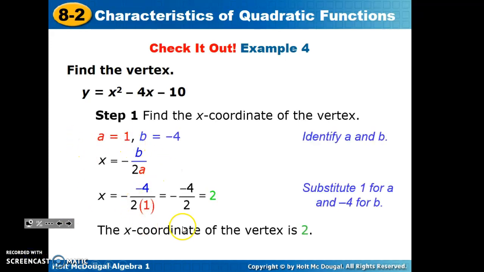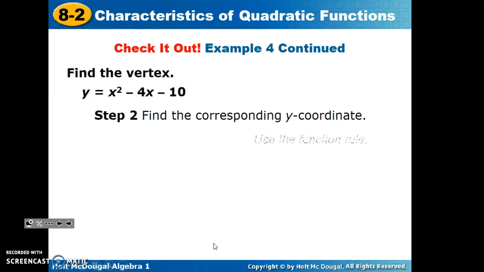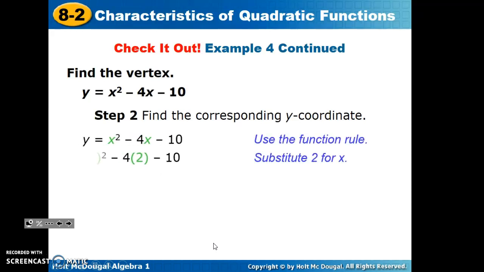These are the steps for the first part. We found the x-coordinate of the vertex to be 2. Please pause and go over this, and then come right back to look at this. We're substituting the value 2 into our function, giving us a vertex which sits at 2, negative 14. Join me right back here for the second half.